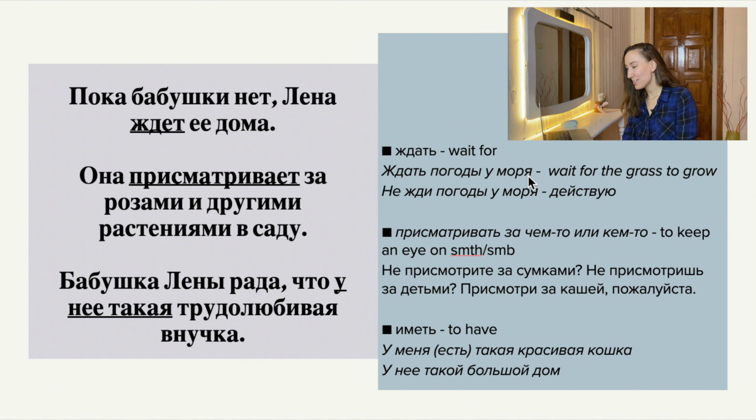And the difference between the English translation and the Russian one is quite funny because when we translate this sentence word by word, Russians usually wait for good weather at the seaside. And English speakers wait for the grass to grow. And the difference between the phrases is very funny because English speakers love to grow their grass, while in Russian, this is not a popular thing to do. We don't usually care about our grass because most of us don't have grass at all.